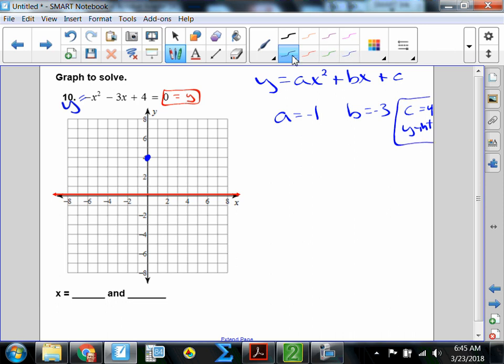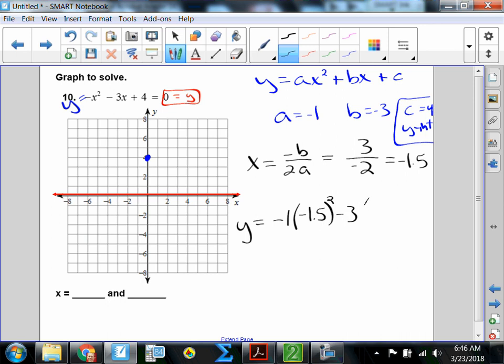The a and b value are going to give me the vertex. We use the formula -b over 2 times a. In other videos, I show where that, or talk about where that comes from a little bit. So for this problem, -b is -3, or the opposite of b is +3. 2 times -1 is -2, and so I have a vertex at -1.5, because 3 divided by -2 is -1.5. My y value then is going to be that -x squared as like a -1 times x squared, so -1.5 squared, minus 3 times -1.5 plus 4.